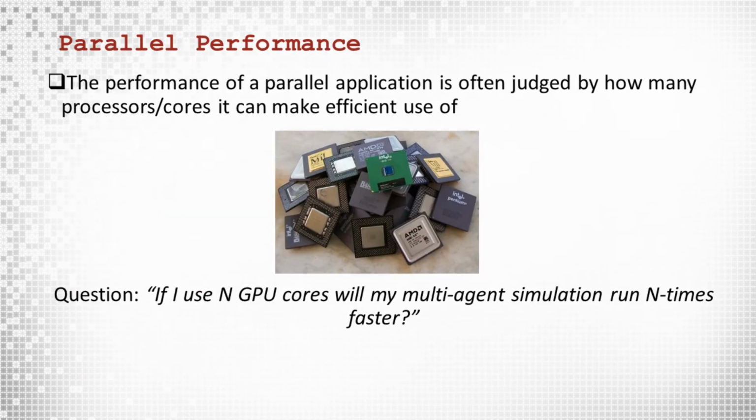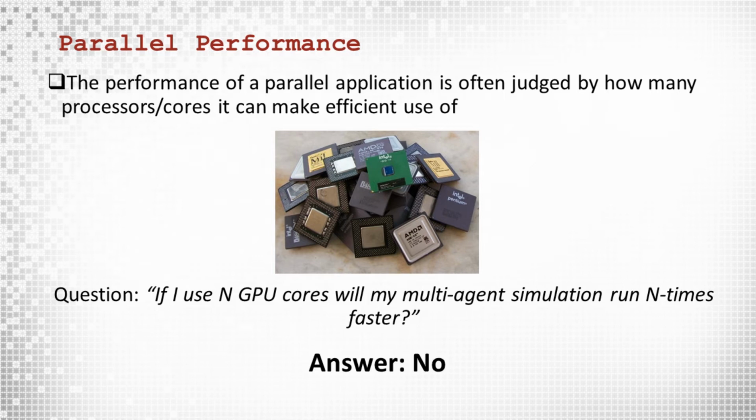So the obvious question then is, GPUs are this many-core design, lots and lots of cores. So surely if we have lots and lots of cores, my multi-agent simulations can run n times faster if I've got n GPU cores. Well, wouldn't that be nice? But unfortunately, it's not the case.